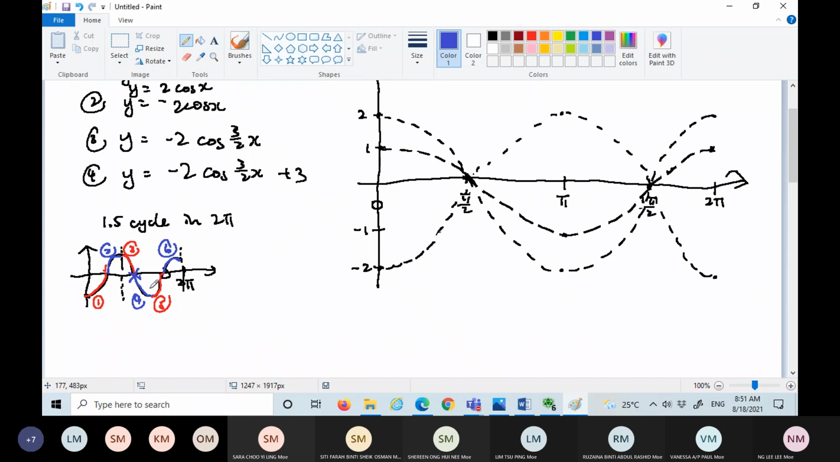It means at pi, the graph is at 0. Now I try to use the blue one. At pi, the graph is at 0. Then the first point will remain, so the first point is still here. The last point will fall at the maximum point. At 2 pi, it will go to the maximum. Now it's at 2.